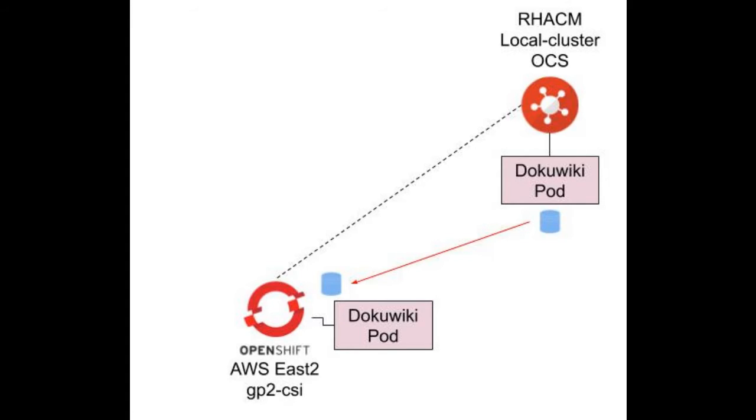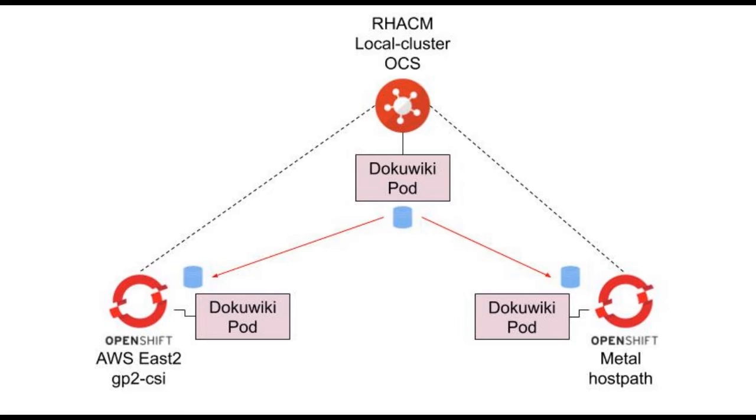A metal cluster will be imported. This cluster will be a replication destination receiving data from the ACM cluster. The default storage class on this cluster is host path. The ACM cluster will manage application placement and be the source for our storage replication.